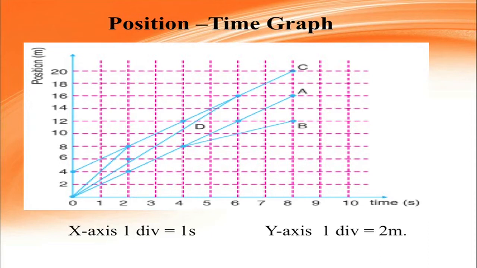In this graphical representation, on the x axis we have taken 1 division equal to 1 second, and on the y axis 1 division equal to 2 meter. Now, you can see the graph of A is a straight line, and the graph of C is a straight line, and the graphs of B and D are not straight lines. So, we can conclude about the motion of A, B and C, D.